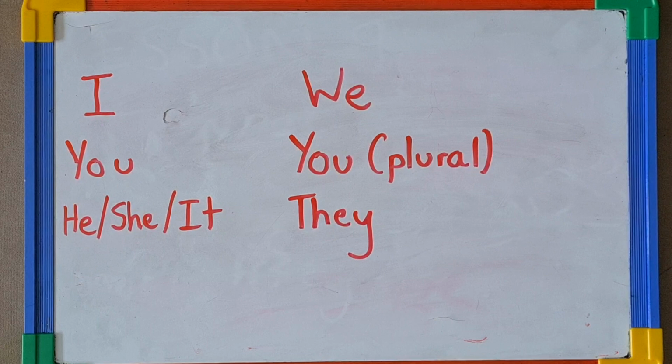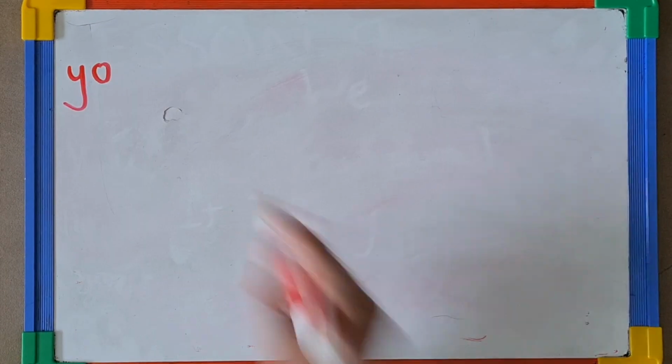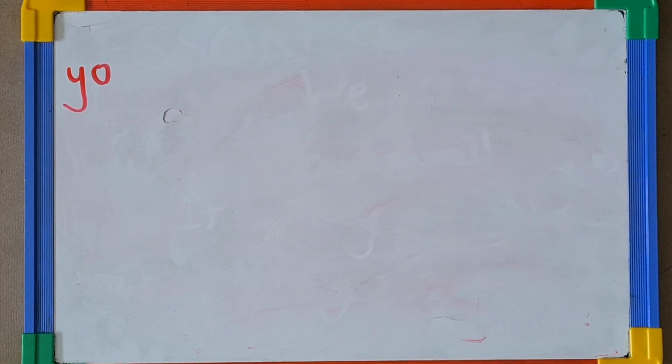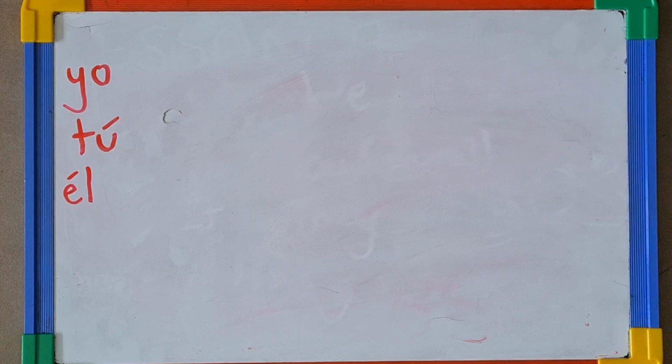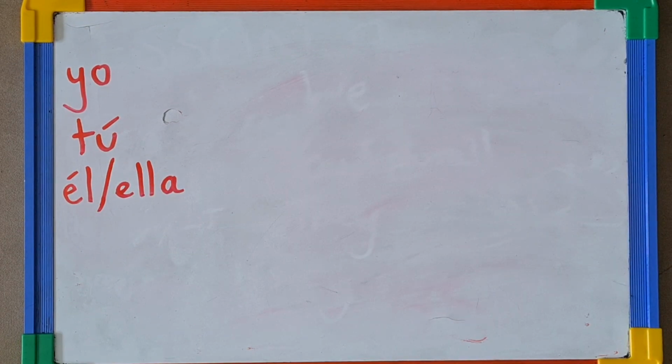Let's translate these 6 different groups of people into Spanish. The word for I in Spanish is yo. The word for you in Spanish is tú. The word for he in Spanish is él. And the word for she in Spanish is ella.